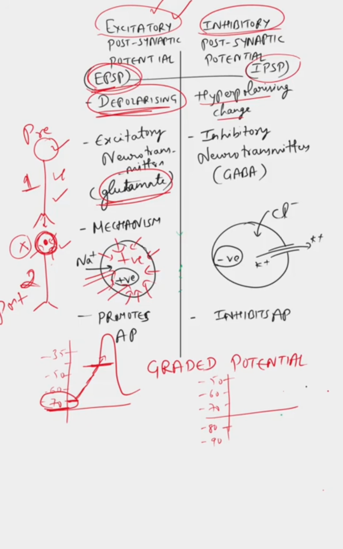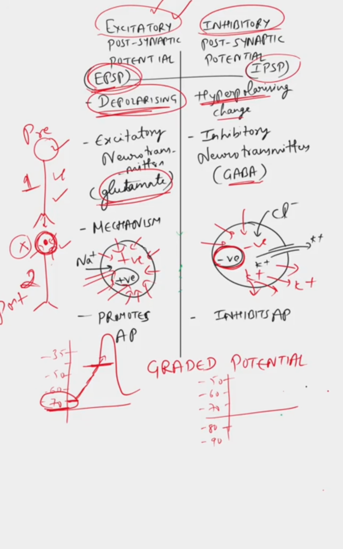Now IPSP is a hyperpolarizing change. We'll take an example of an inhibitory neurotransmitter, that is GABA. The main action of GABA is that it allows chloride ions, so a large amount of negative ions enter into the neuron. Or some inhibitory neurotransmitters will allow potassium ions to go out. Potassium being a positive ion, if it keeps moving outside, the inside becomes more and more negative.